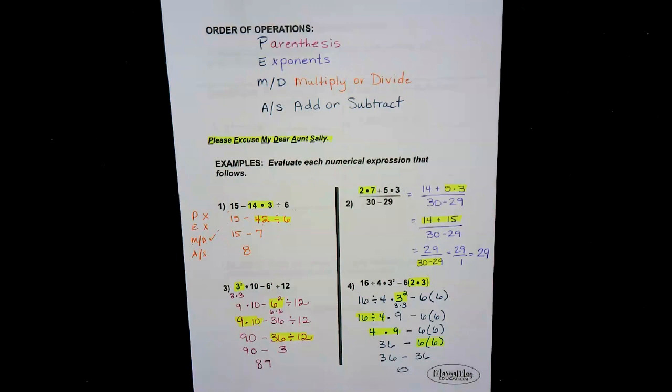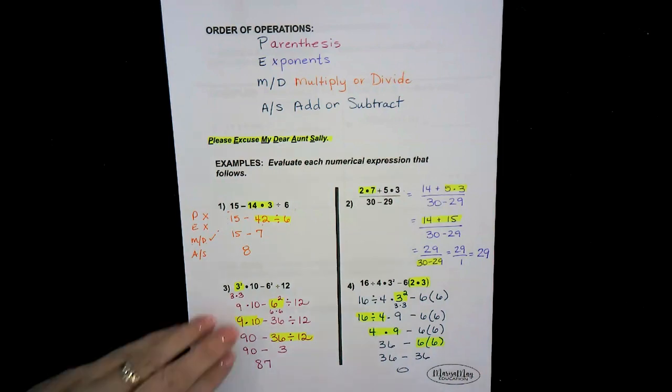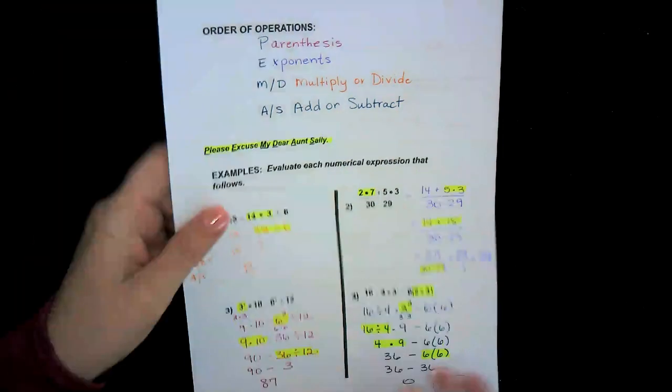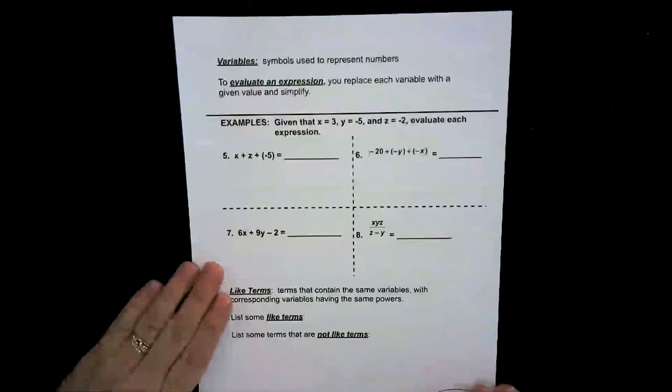Take your time with the order of operations. You'll notice how I wrote a lot of steps out, okay? And I use your highlighter to focus your eye on the parts of this problem that you're going to be evaluating next. Now let's continue this lesson by talking a little bit about variables.